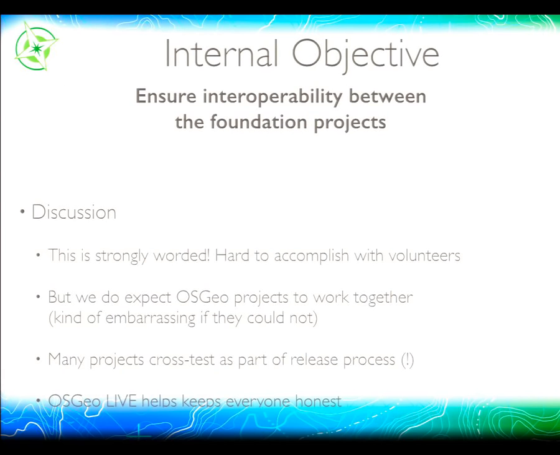Another one I want to talk about is the internal objective. This is a bit trickier. We want to ensure interoperability between our foundation projects. This is a really big ask for a volunteer organization. Now, it is a challenge that a lot of our projects are currently meeting. When we do a GeoServer release, we test against the latest PostGIS and the latest OpenLayers. But this really is a big ask, and as we add more projects, this one will be harder to track.